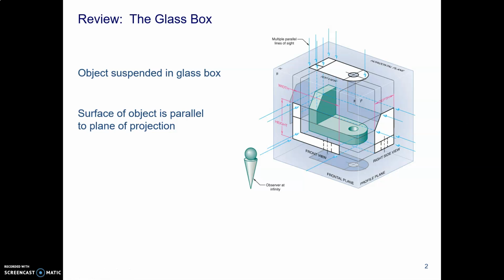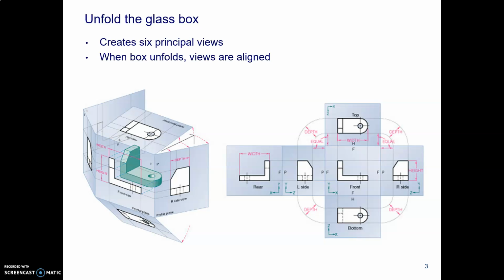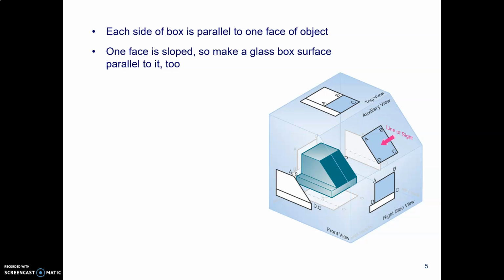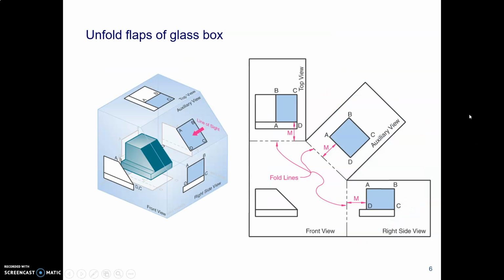Think back to the glass box where you put the object inside and unfold the flaps, so you wind up with true orthographic views. If you have an object with an inclined surface, a sloping surface, that's going to be foreshortened in the orthographic views. So what you do is you imagine another flap on your glass box that's parallel to that sloping surface, and you unfold that flap, and now the image that you, in your imagination, traced on that flap is now true size and shape, and now you can dimension it.